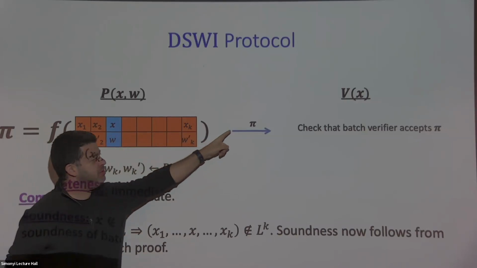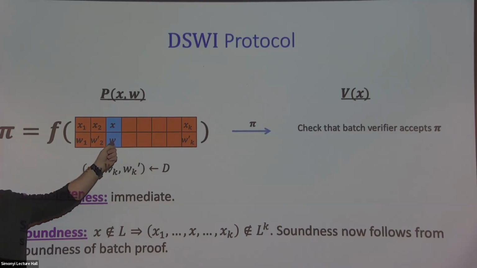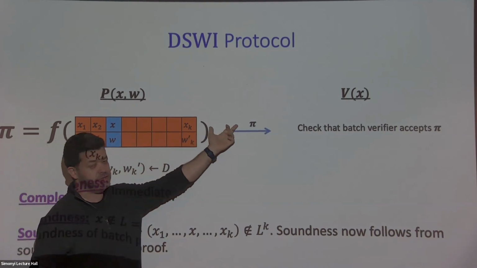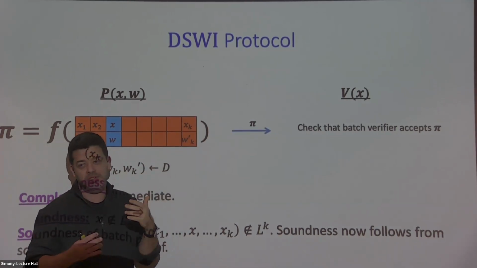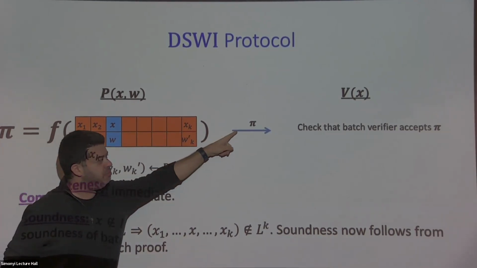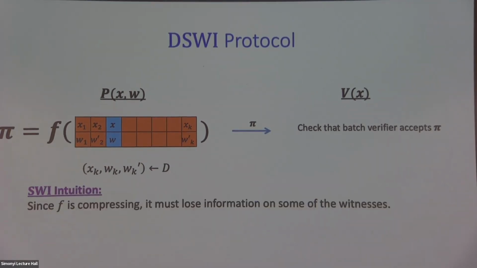This part of the proof is the only part that depends on the W's, and it's going to lose information about this W. So it's relevant only if the W's are much longer than the X's. The X's that are sent are separate, and if the problem is hard, they don't reveal information about the witnesses. The pi is the only part that does depend on the witnesses, but it's compressing. So what's the intuition for SWI?